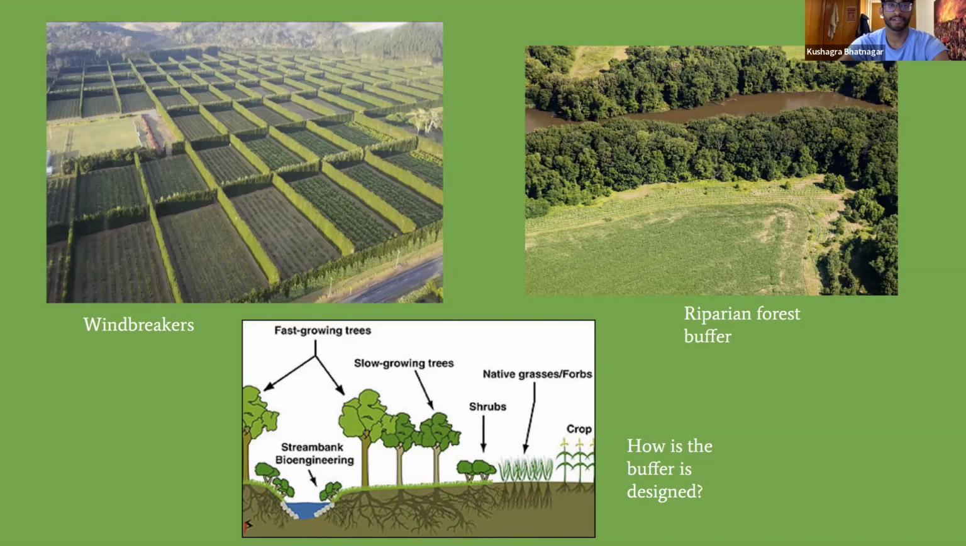Windbreaks are essentially linear rows of plants, trees, and shrubs designed to provide environmental and community benefits. This particular design serves a primary role in slowing the wind to create optimal conditions for the growth of soil, crops, livestock, and people.